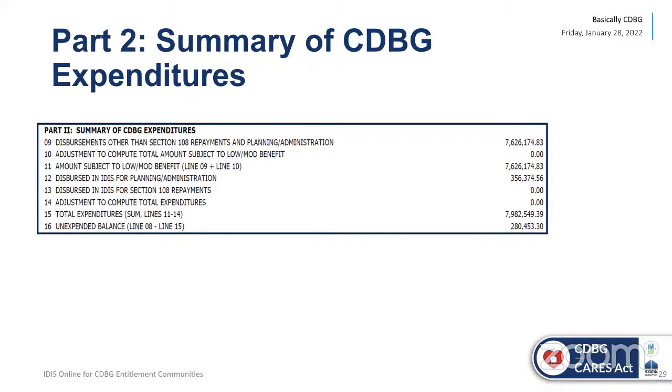So this part gives you an overview of the total expenditure for the CDBG funds. It shows all the funds disbursed for different categories: the admin funds, low mod benefit, and the funds paid for Section 108 repayment. That gives you the total expenditure you expended for the program year. Next slide, please.